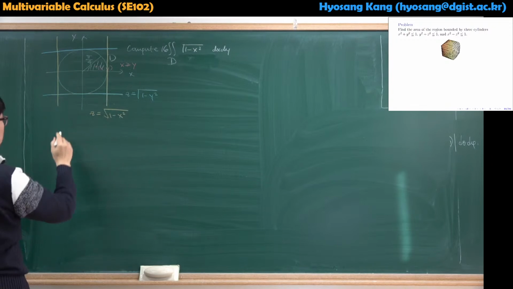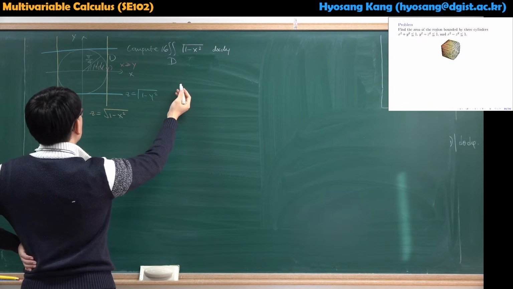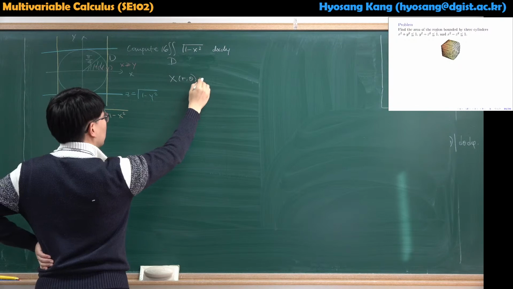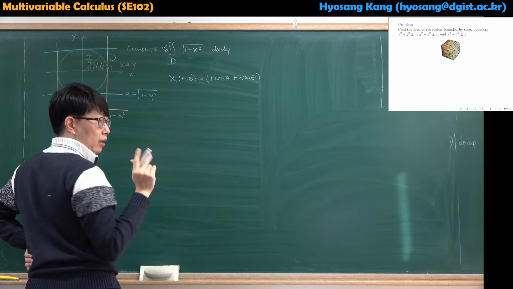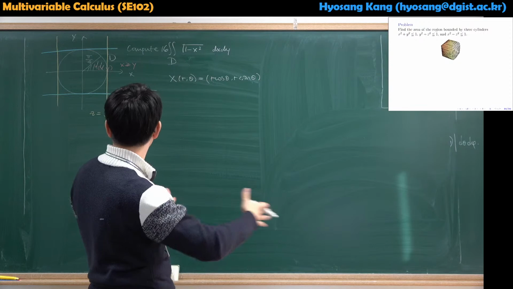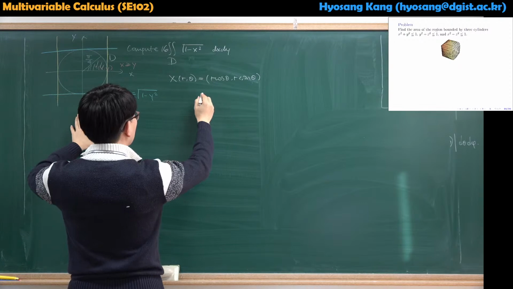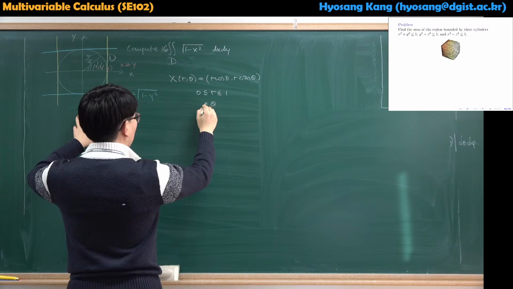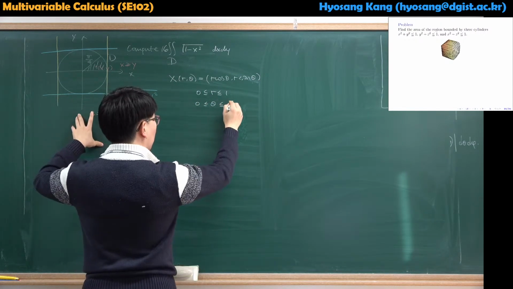So let's parameterize our D using polar coordinates. We have x, y equal to r cosine theta, r sine theta. Now the range of r and theta is not the entire surface: r only ranges from 0 to 1, and theta only ranges from 0 to pi over 4.